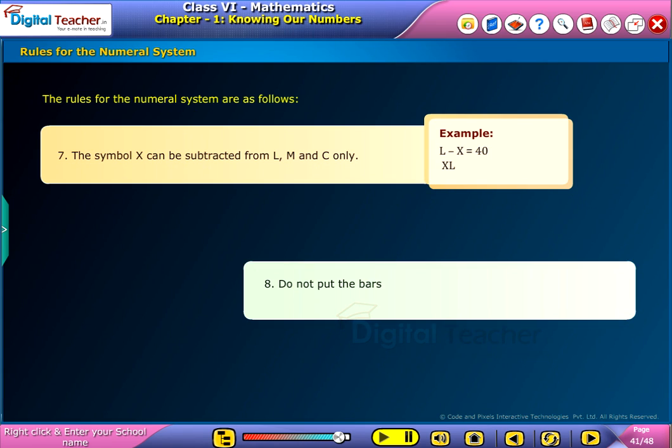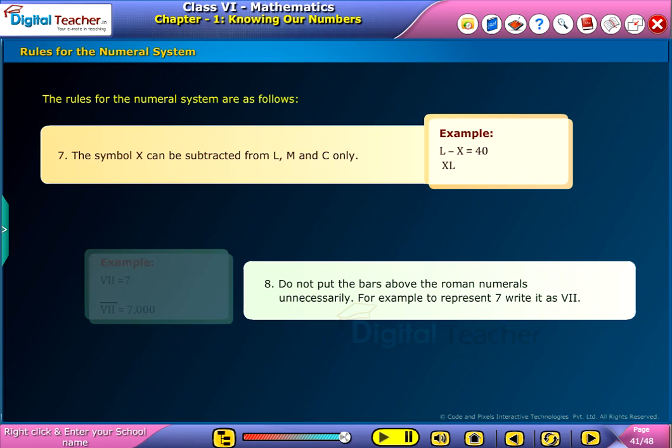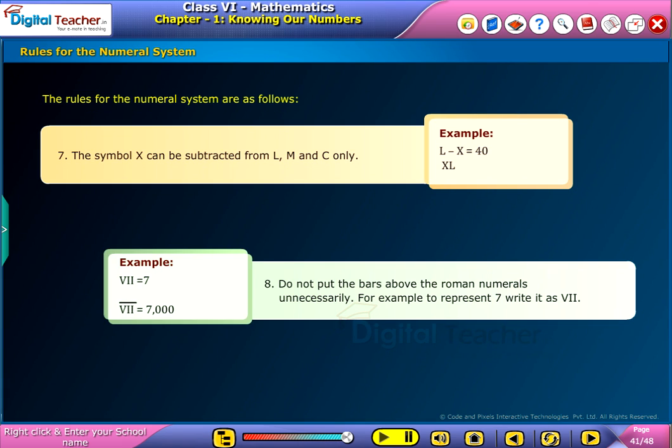Do not put the bars above the Roman numerals unnecessarily. For example, to represent 7, write it as VII. If a bar is placed on it, its value increases to 1000 times of the numeral's value, that is, VII with a bar equals 7000.